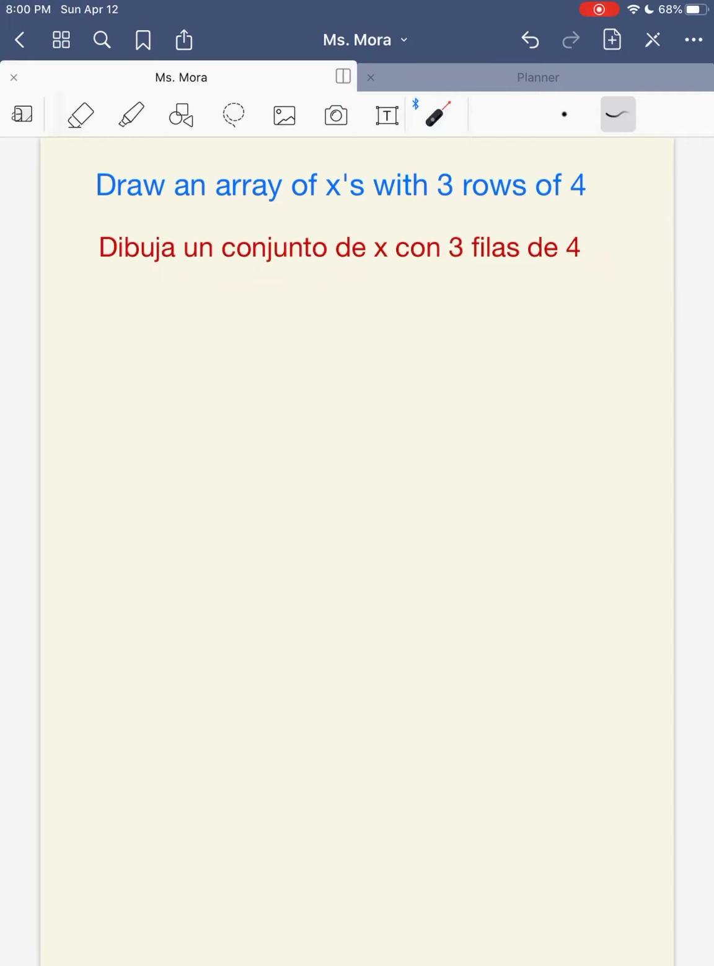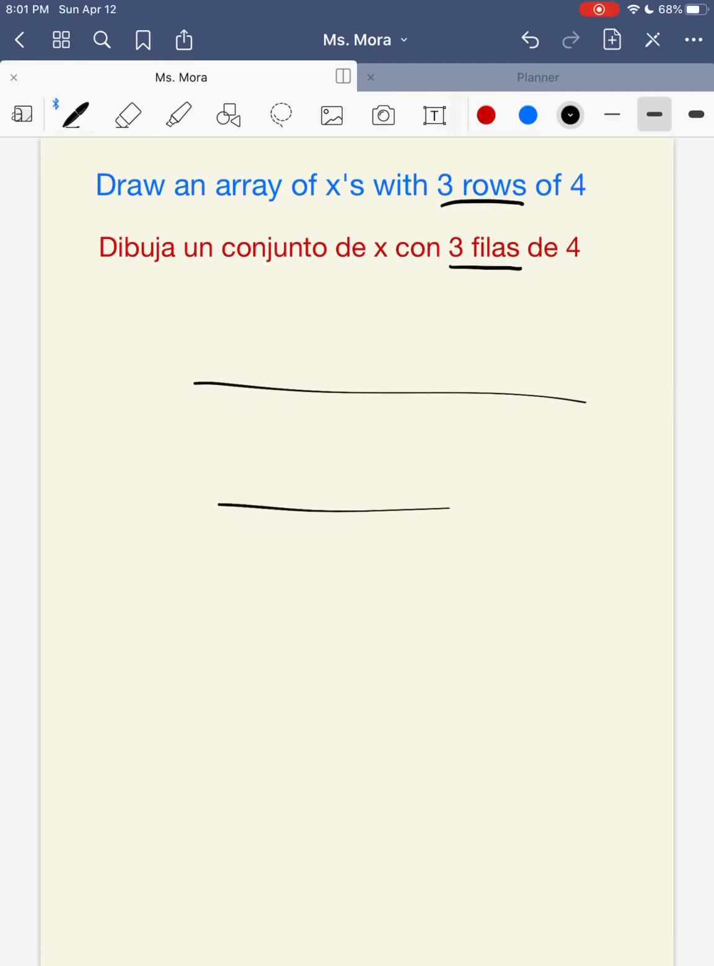Okay, so just like I did before, I'm going to draw my 3 rows first. Primero voy a dibujar mis 3 filas. And rows go across my page. So I'm going to draw 1, 2, 3.